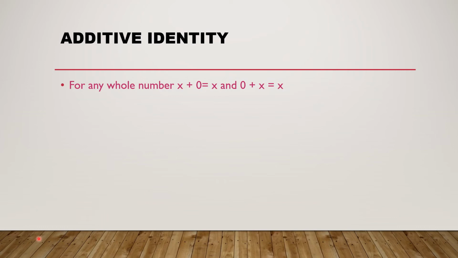Let us see an example. For example, 8 plus 0 is equal to 8 and 0 plus 8 is equal to 8. Let us see another example. If we take a bigger number, do we get the same thing? 52 plus 0 is equal to 52 and 0 plus 52 is equal to 52. So now we understand that if any number is added to 0, we get the same number as a result.